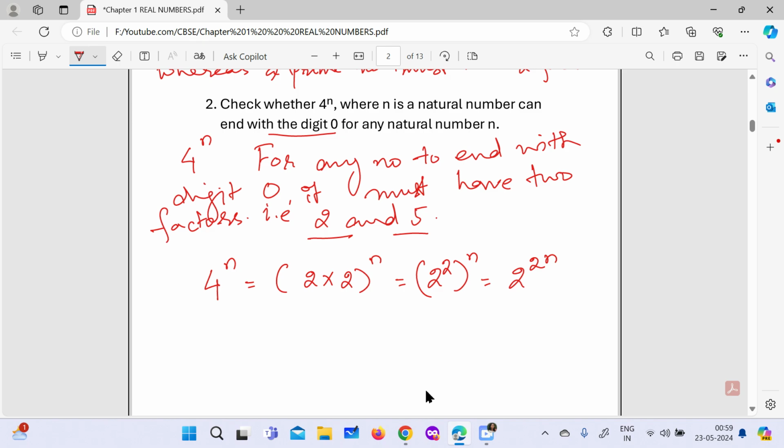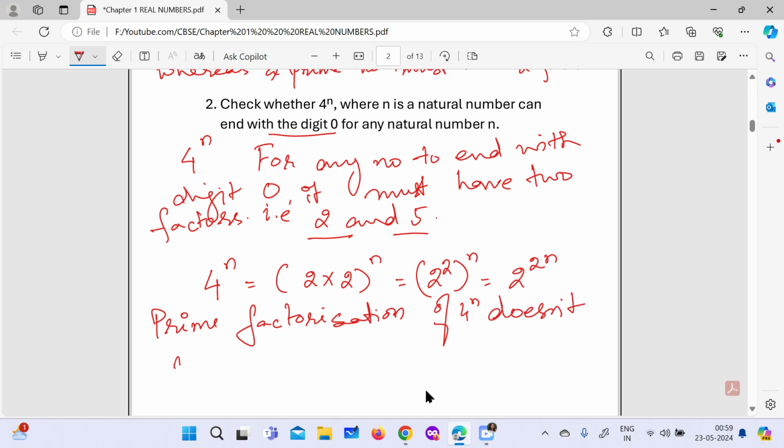Now we see that we have done the prime factorization of 4, and we could not see 5 existing anywhere. So you can write that the prime factorization of 4 to the power of n does not contain 5. As per the fundamental theorem of arithmetic, we cannot have any other numbers which are the factors of 4 to the power of n.